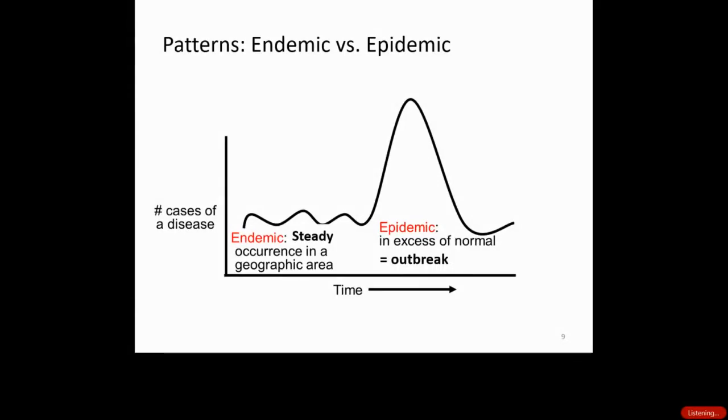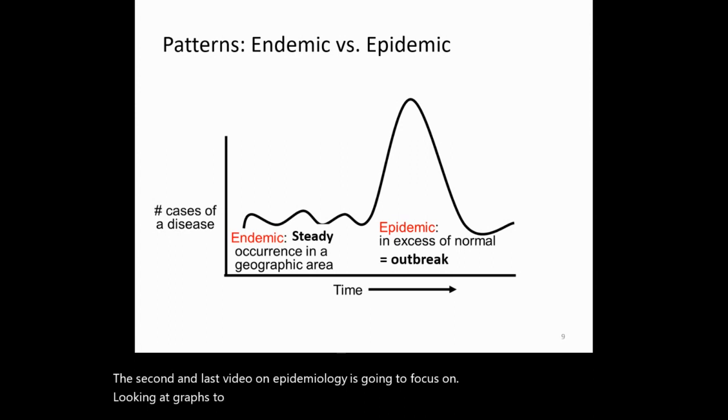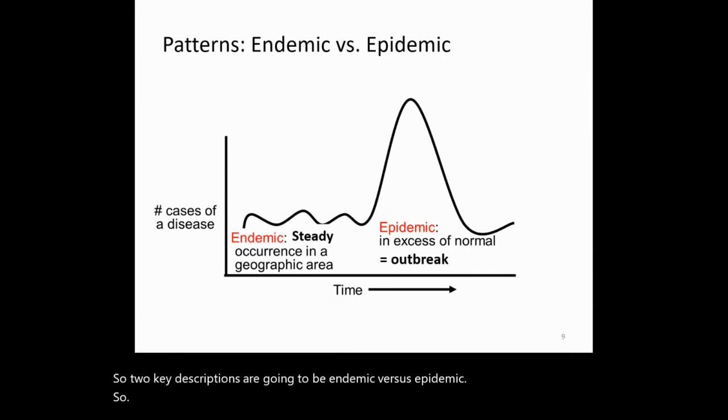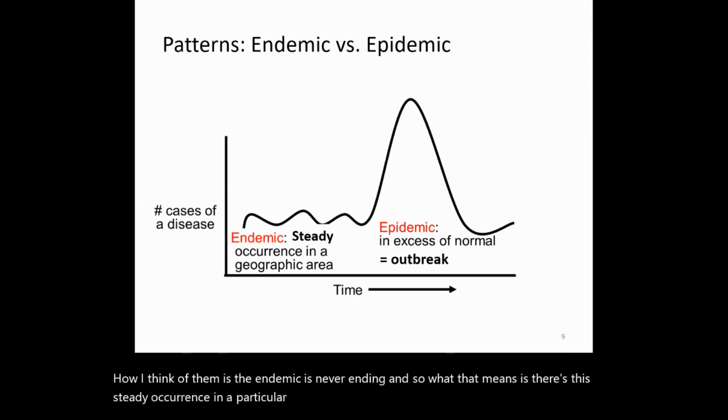The second and last video on epidemiology is going to focus on looking at graphs to determine the pattern of outbreaks that are going on in a community. So two key descriptions are going to be endemic versus epidemic. How I think of them is the endemic is never ending. What that means is that there's this steady occurrence in a particular area and population.